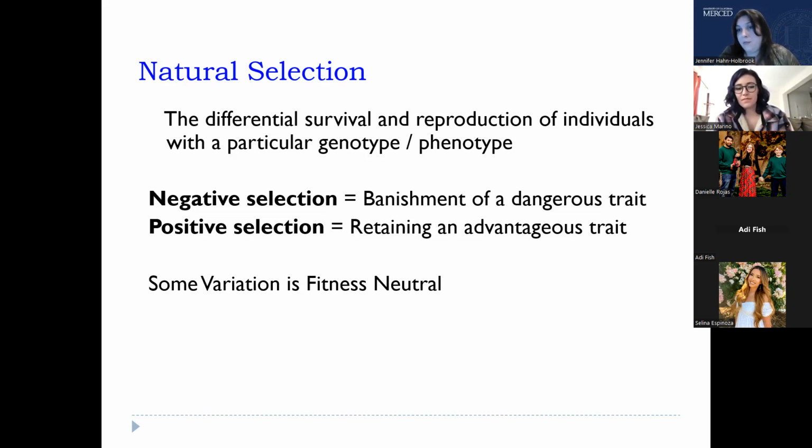Some mutations just don't have that big of an effect on fitness. And that is good, because we want genetic variation. That's the only thing natural selection can work on. So we like variation. Evolution loves diversity. Evolution needs diversity in the population in order for natural selection to take place.